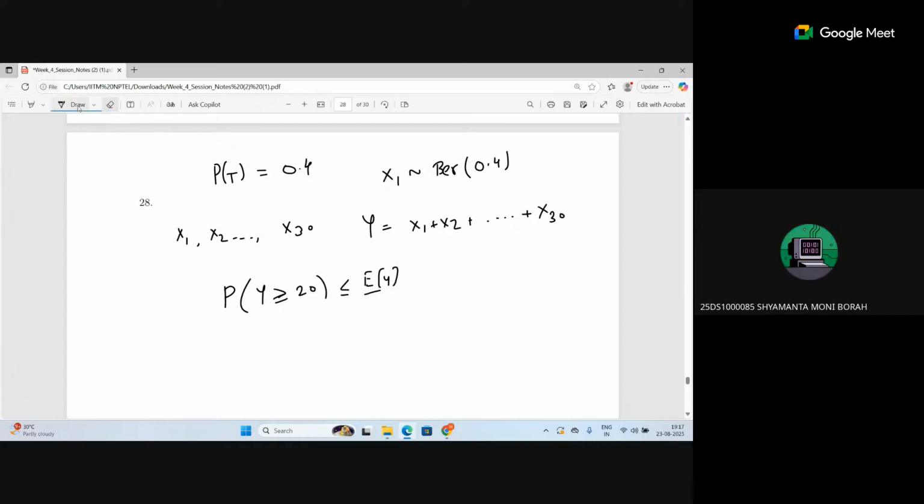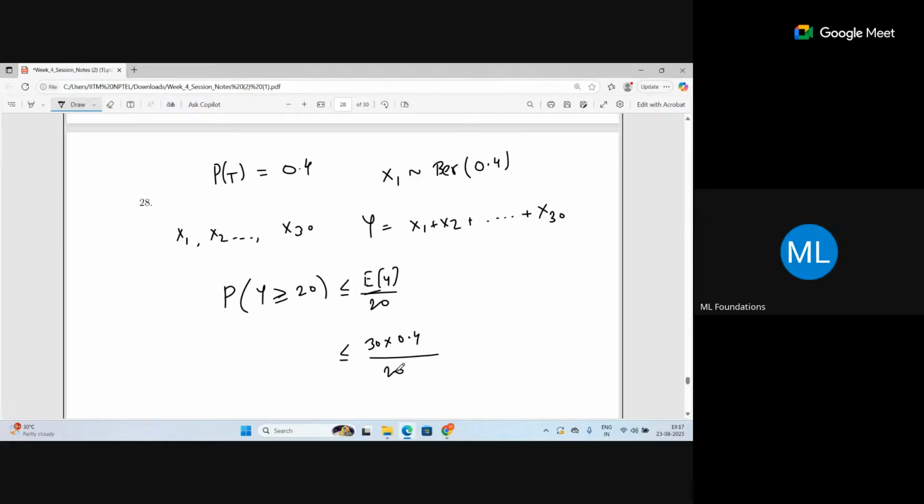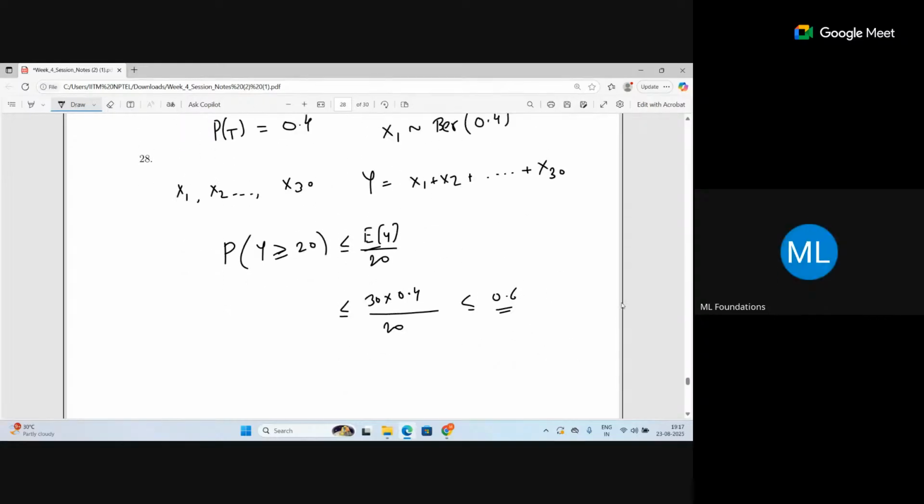Y will be a binomial distribution, right? So in that case, what will be the expectation of this binomial random variable? It is n times p, so n is 30 and p is 0.4, divided by 20. So you'll get that answer as 12 by 20, which is 0.6, right? So the upper bound is 0.6.